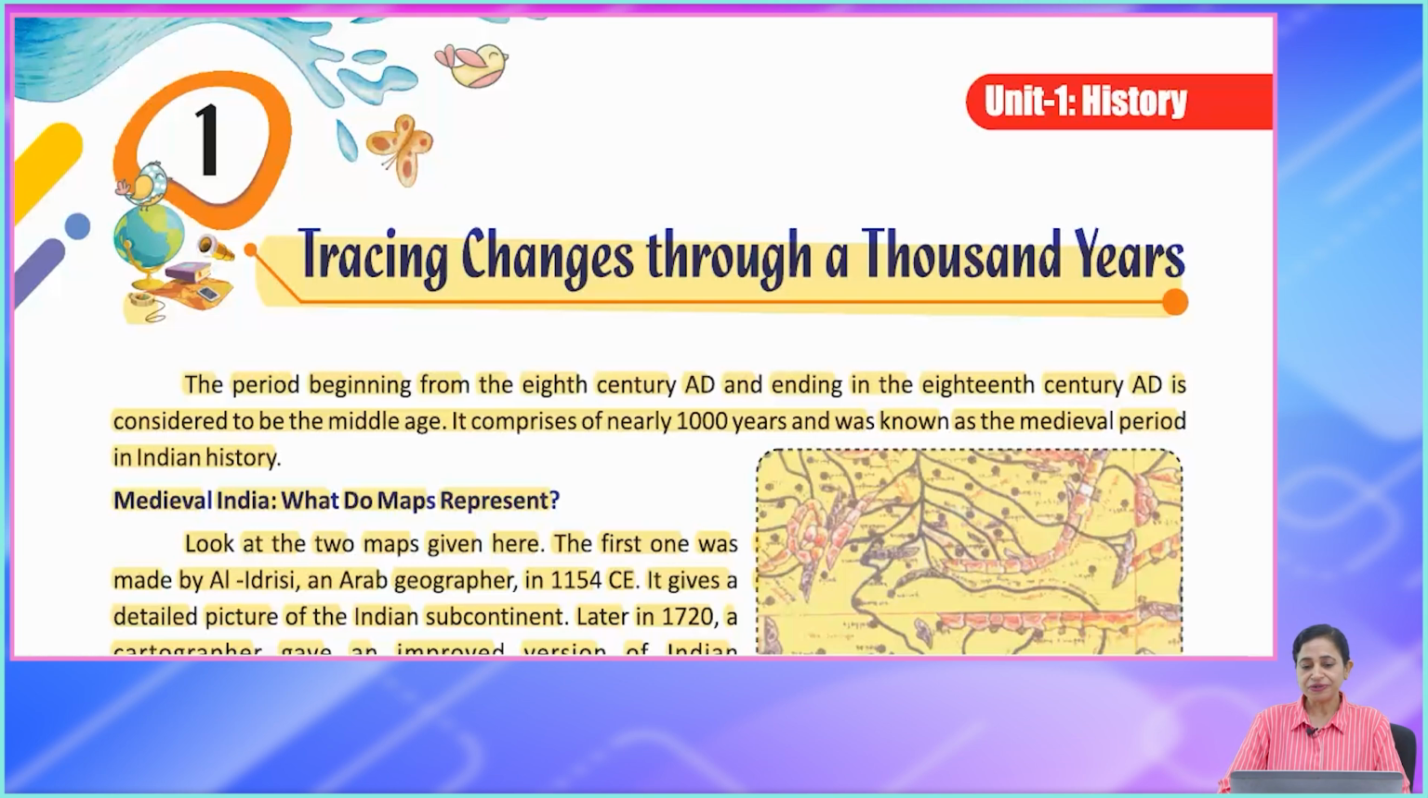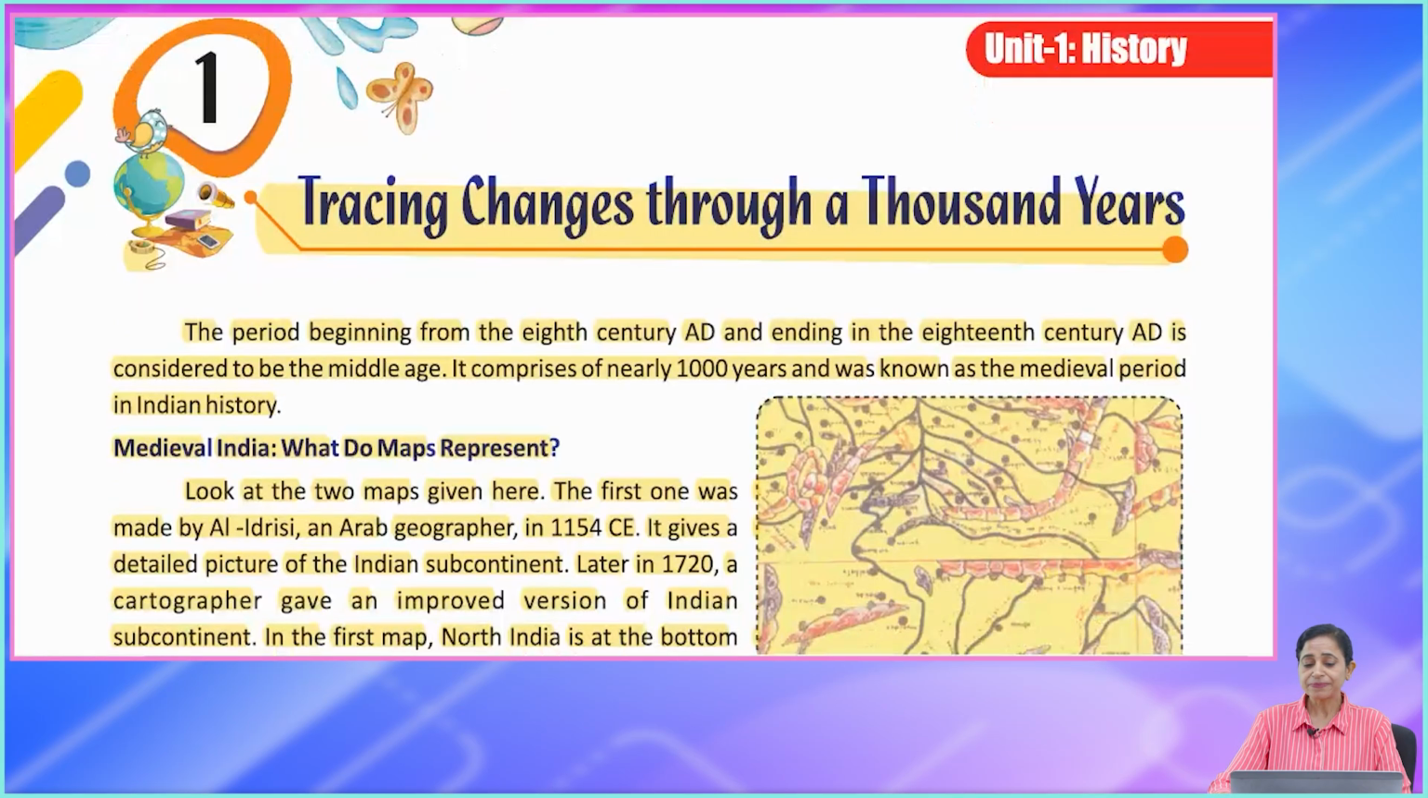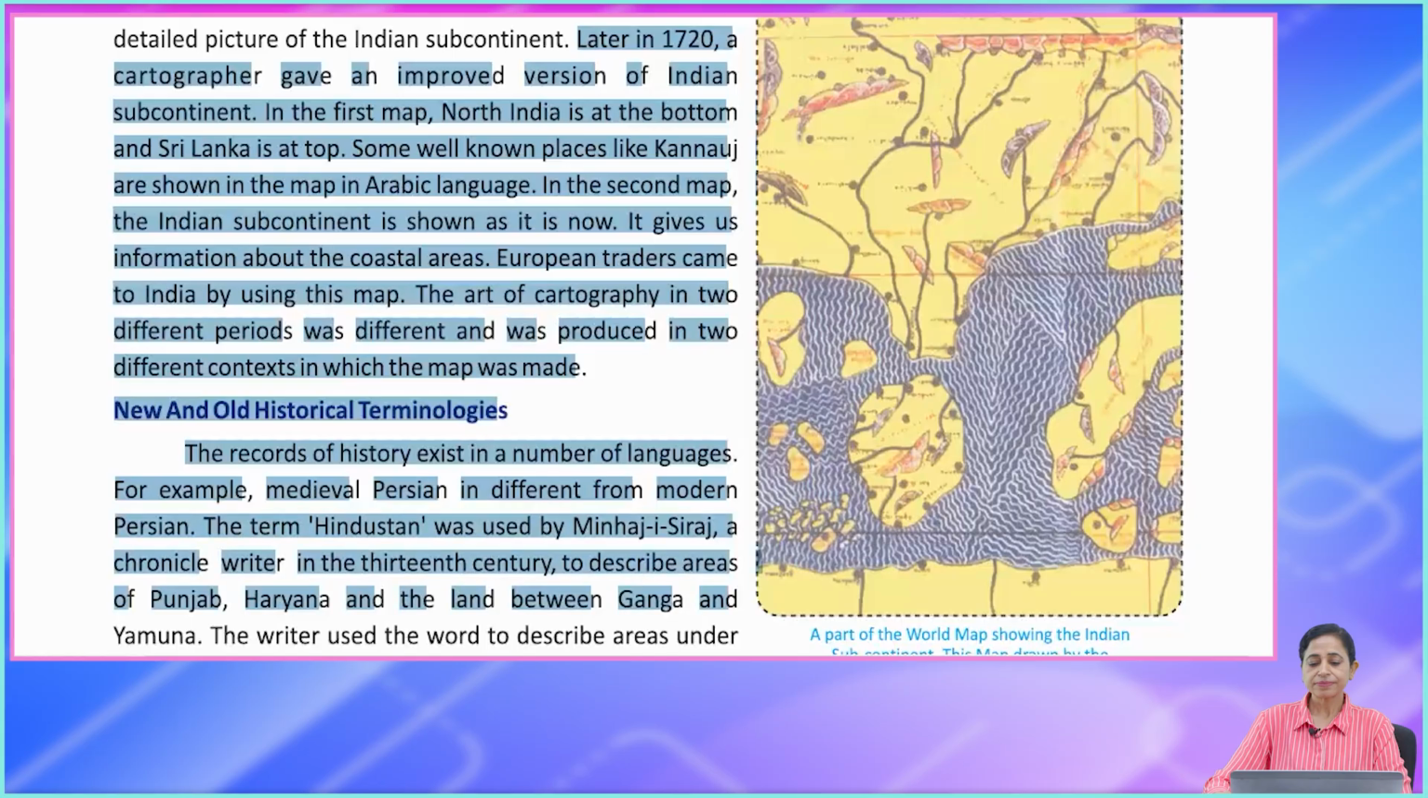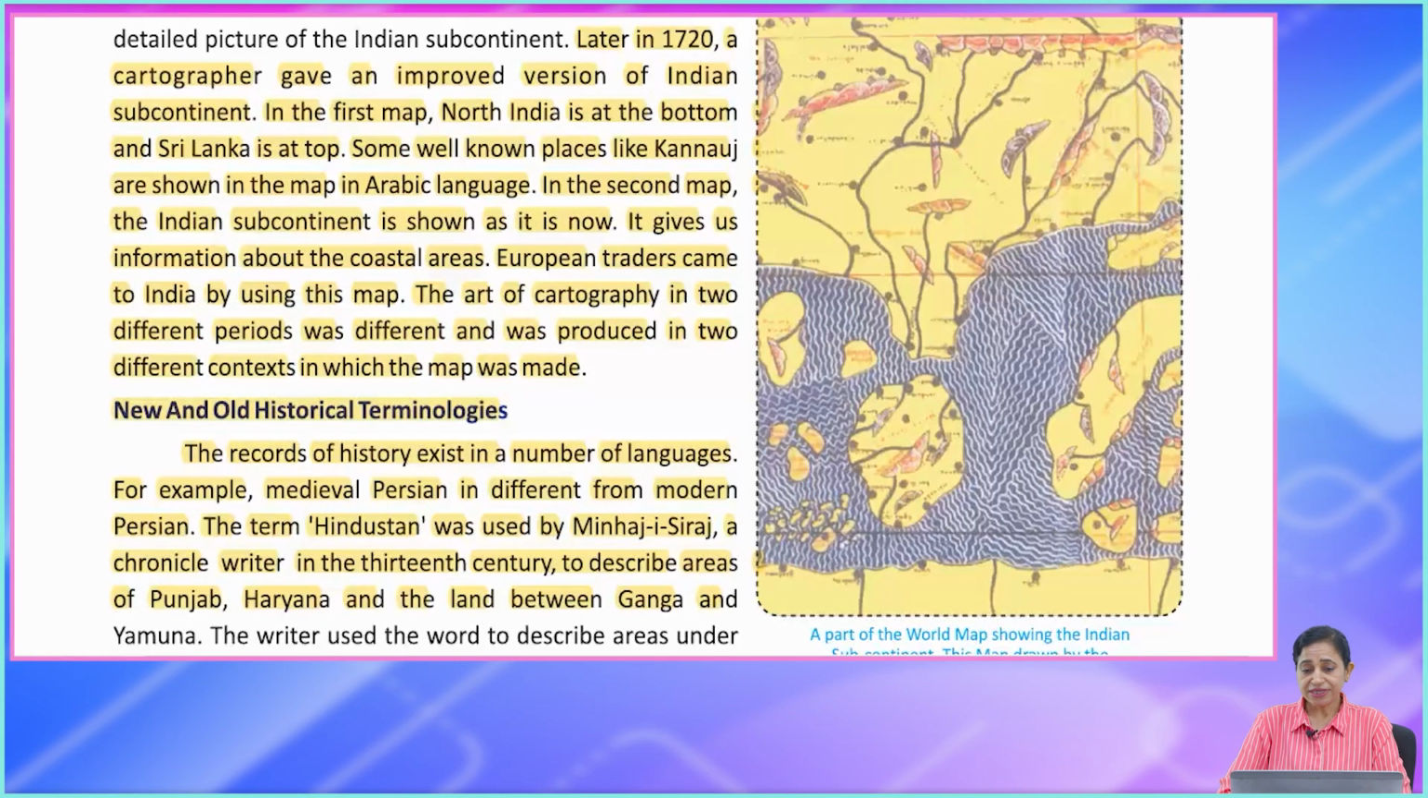Look at the two maps given here. The first one was made by Al-Idrisi, an Arab geographer, in 1154 CE, and it gives a detailed picture of the Indian subcontinent. Later, in 1720, a cartographer gave an improved version of the Indian subcontinent. In the first map, North India is at the bottom and Sri Lanka is at the top. Some well-known places like canoes are shown in the map in Arabic language.